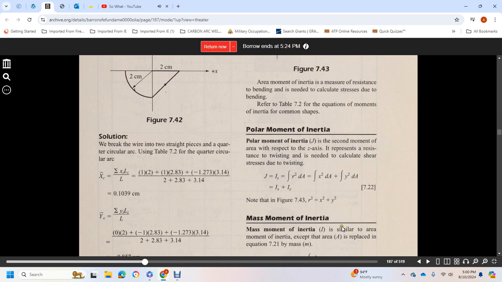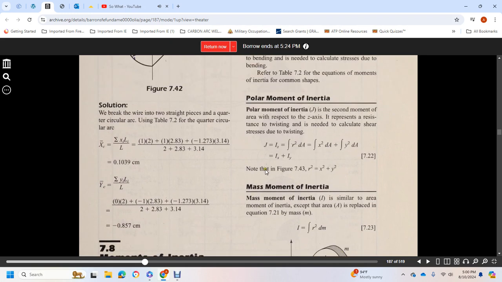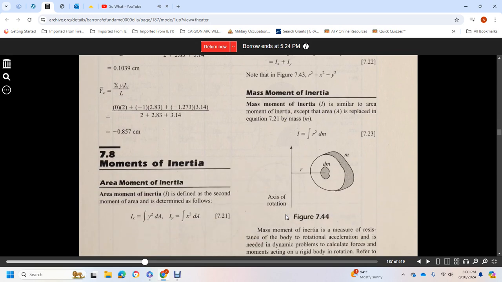J equals the polar moment of an area, equal to the integral of r² dA, the radius squared times the area, which equals the integral of x² dA plus the integral of y² dA, which is I_x plus I_y. Mass moment of inertia is similar to the area moment of inertia, except the area is replaced with the mass. Mass moment of inertia equals the integral of r² dm, the radius squared times the mass.